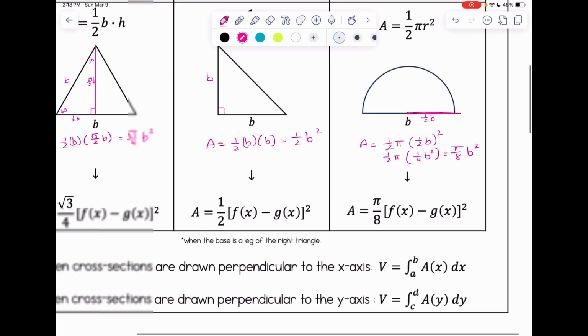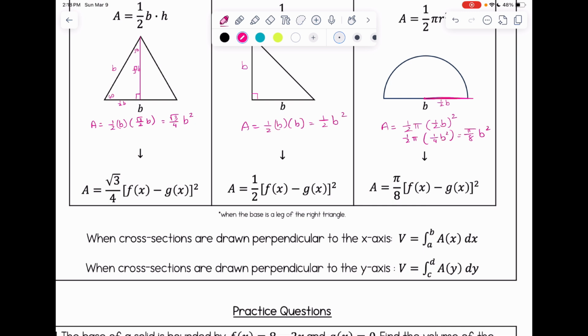Now, once we have the area, and we know an equation to solve for the area, then what we're going to do is use that to calculate the volume. So when the cross-sections are drawn perpendicular to the x-axis, the volume is equal to the definite integral from a to b of the area function, A of x dx. And when we are instead drawing the cross-sections perpendicular to the y-axis, everything is now in terms of y. So our bounds of the integral are going to be y values, and we're looking for the area in terms of y with dy at the end.